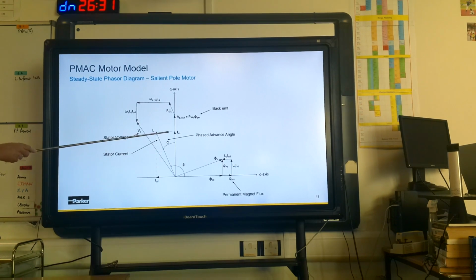We independently control the currents on the D and the Q axis, but we have to add a bit of phase advance as the torque increases to try and maximize the torque we get out of that type of machine for the current that we're actually putting into it, for the current magnitude we're putting into it. It's a more complicated machine to control, but it has some advantages.